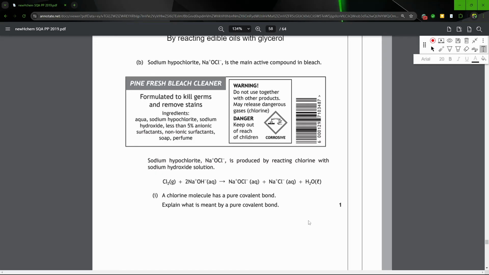Sodium hypochlorite, everyone's favorite chemical, is the main active compound in bleach. Sodium hypochlorite is produced by reacting chlorine with sodium hydroxide solution. A chlorine molecule has a pure covalent bond. Explain what is meant by pure covalent bond.